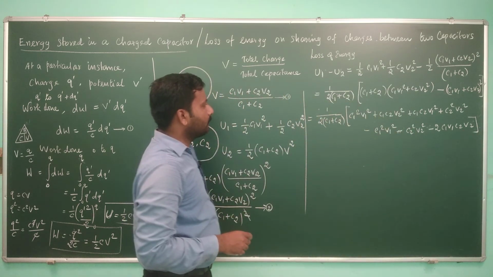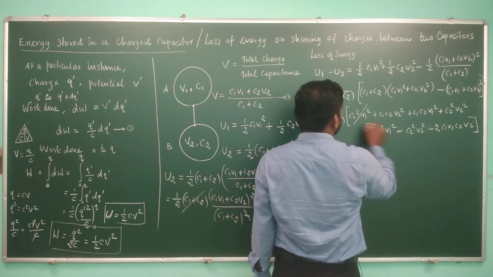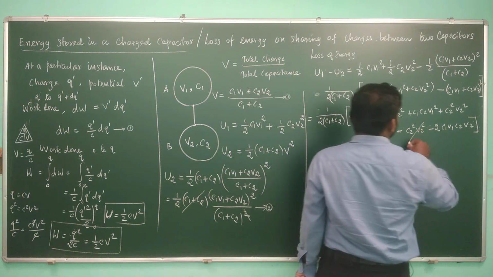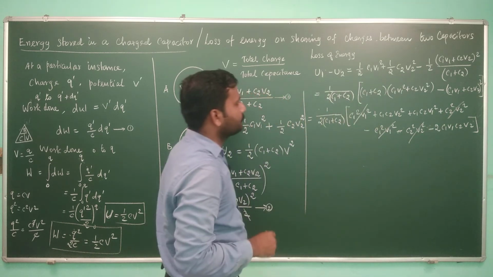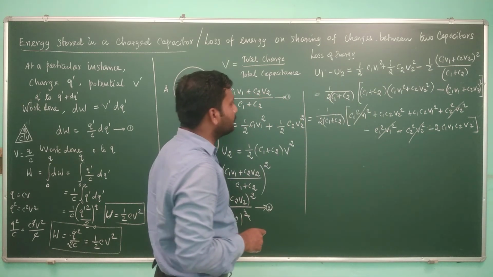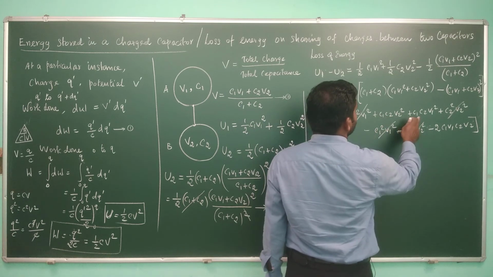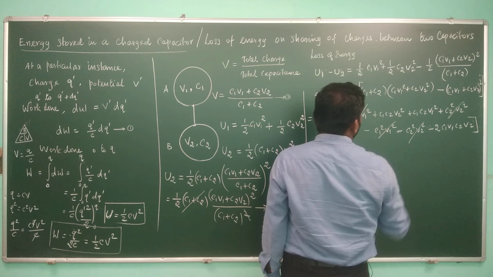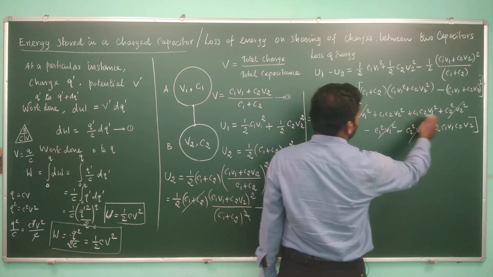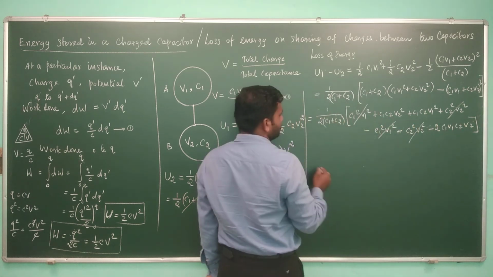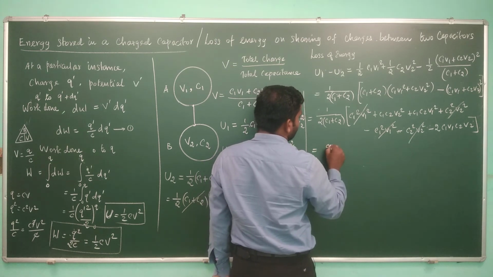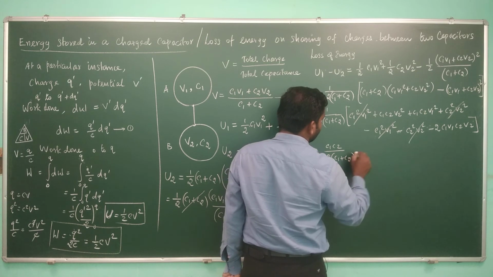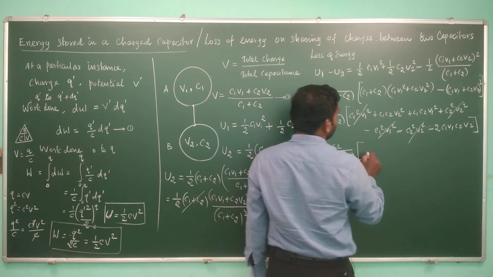Okay, now if you look carefully at this equation, this will cancel because this is plus and this is minus, and they cancel each other out. What are the remaining things? C1 C2 V2 square plus C1 C2 V1 square minus 2 C1 V1 C2 V2. What can we take out? C1 C2 is common, so we can take out C1 C2 divided by 2 (C1 + C2). This is common. What is remaining?